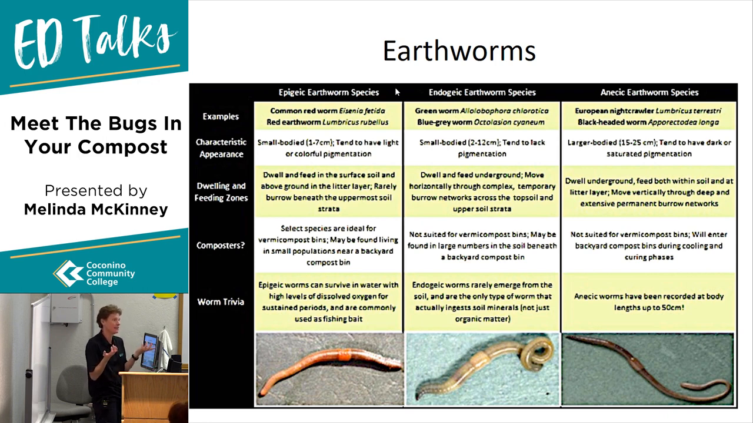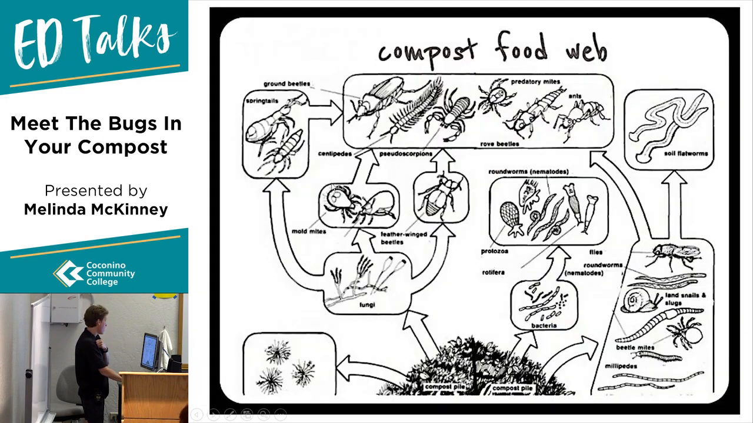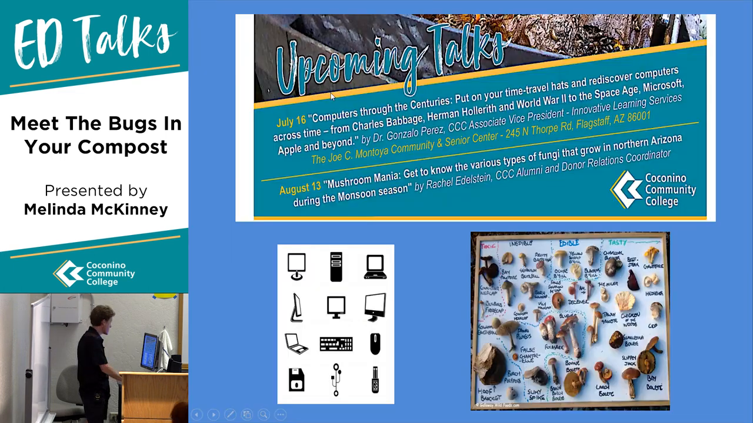Why? They need oxygen, yes, they breathe air. So even though they're under the ground, remember, air is in soil, it's really important. So if it fills up with water, they're going to start drowning, they're going to come out and be trying to breathe. So there's different types of earthworms for composting. And then here is just a simplified food web, okay?